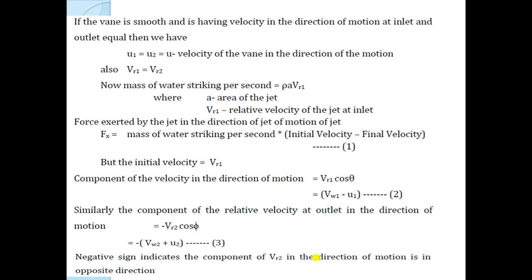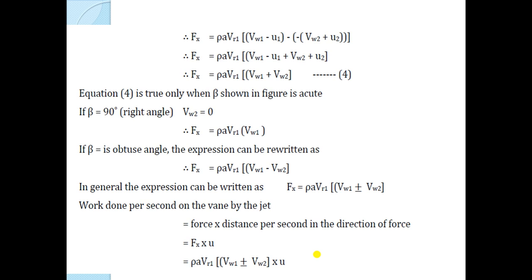So if we substitute the values of 2 and 3 in equation 1, we will get the force exerted by the jet on the vane. So Fx is equal to rho a Vr1. The initial velocity is Vw1 minus u1. The final velocity is minus of minus Vw2 plus u2. So minus of minus will become plus. If we simplify, Fx is equal to rho a Vr1 in the bracket Vw1 plus Vw2.